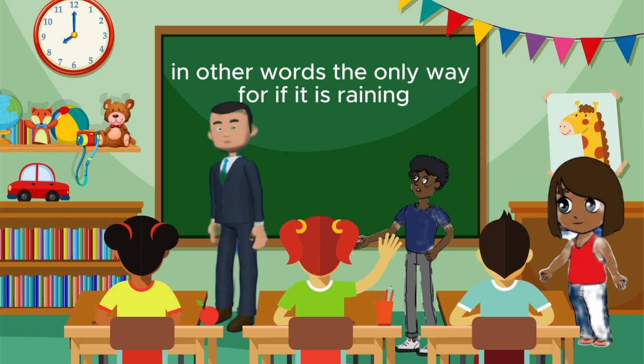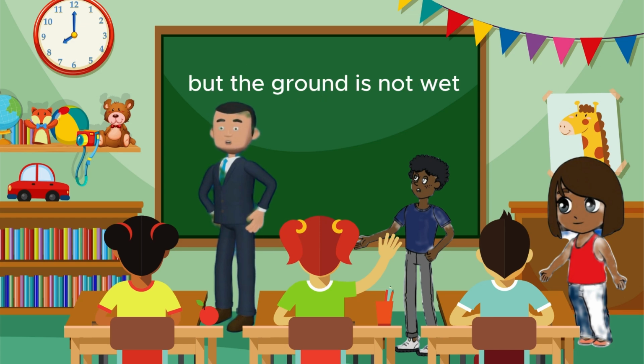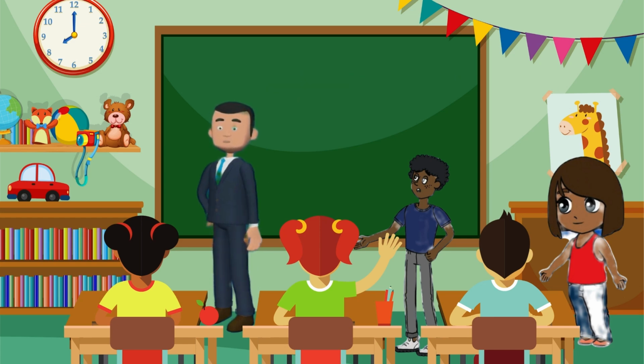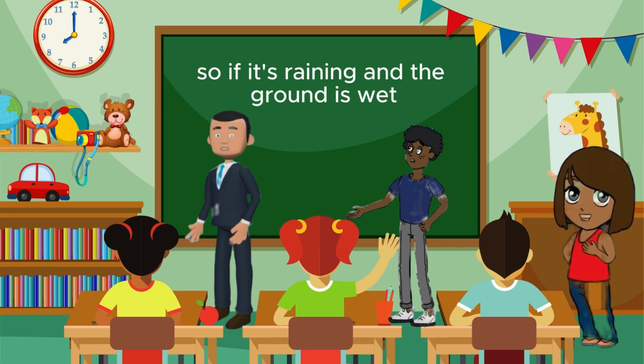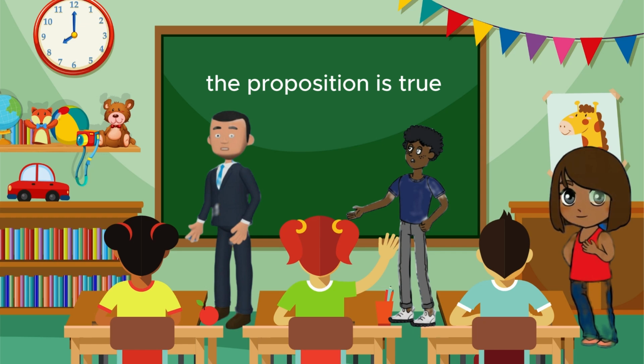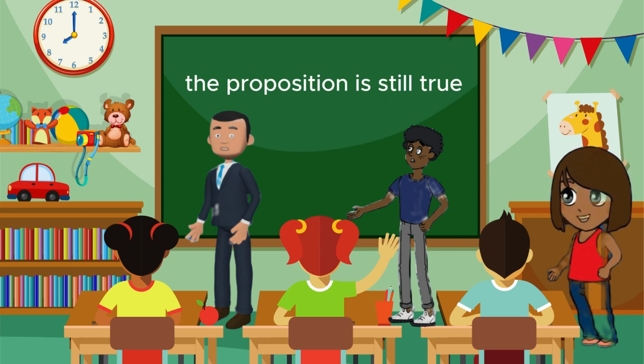In other words, the only way for, if it is raining, then the ground is wet, to be false is if it is indeed raining, but the ground is not wet. So if it's raining and the ground is wet, the proposition is true. If it's not raining and the ground is wet or not wet, the proposition is still true.